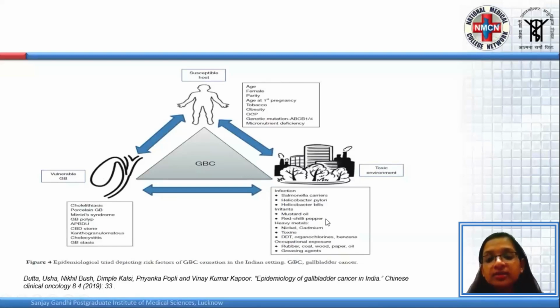Exposure to irritants like mustard oil, red chili pepper, heavy metals like nickel, toxins, organochlorines, benzene, etc. And if there is occupational exposure to rubber, coal, wood, or greasing agents. A vulnerable gallbladder can be caused by polylithiasis, porcelain gallbladder, Mirizzi syndrome, polyp, CBD stone, or gallbladder stasis. All these factors lead us to the gallbladder carcinoma etiology.